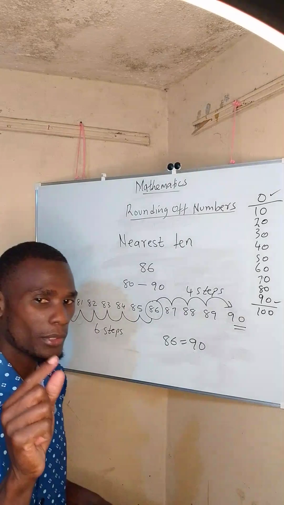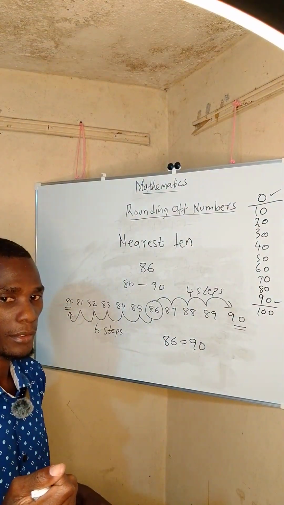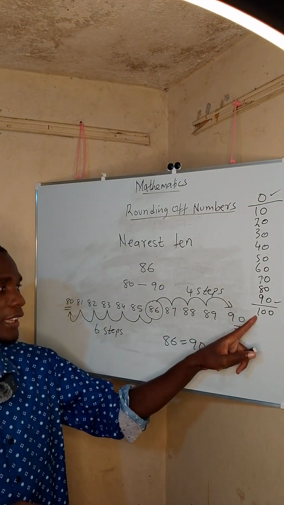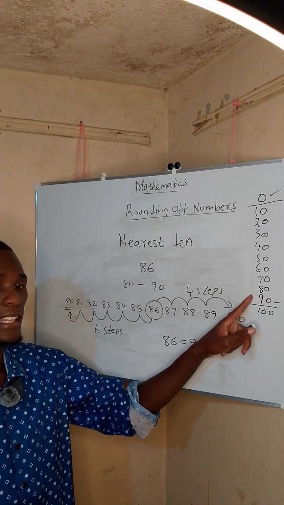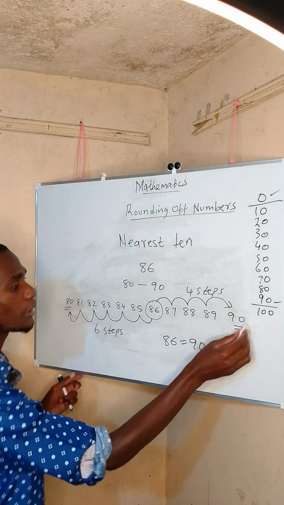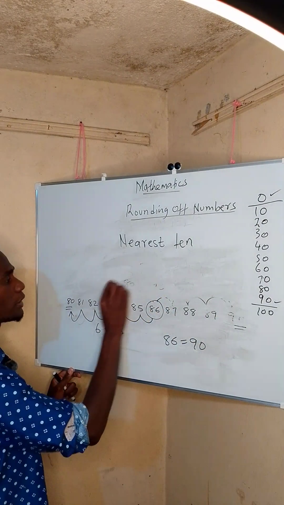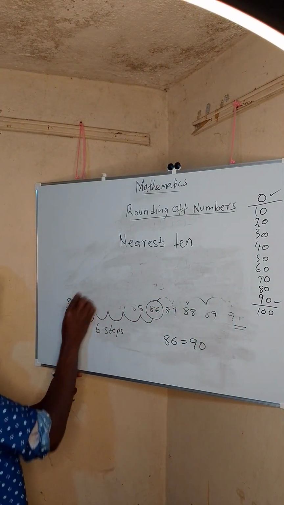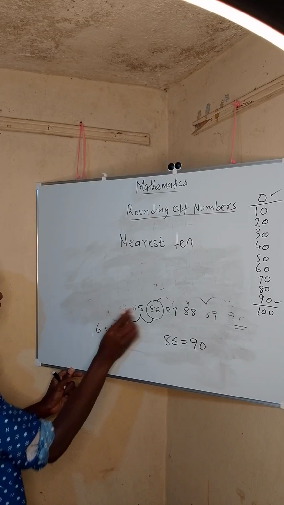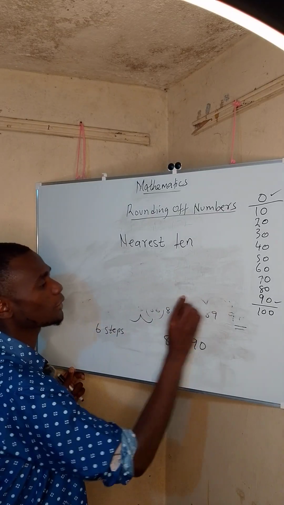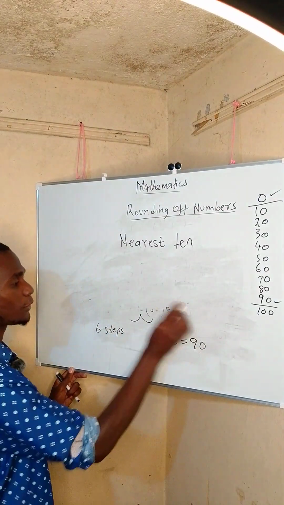So let me talk about 90 something, because 90 is the last tens. Somebody can ask himself or herself, what if I've been given 90 something to round off to the nearest 10, which is very important.